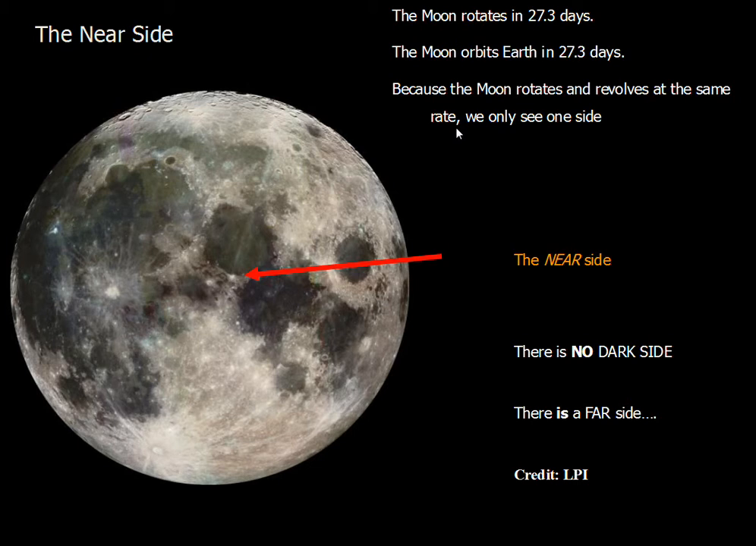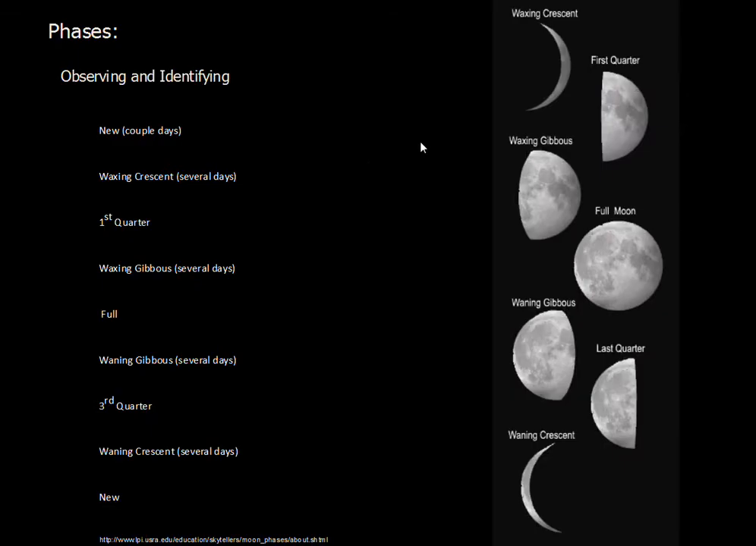The other side of the moon, in this picture, it is dark, but it's not always dark. It might be facing the sun. We'll see that in some of our diagrams. So we talk about near side, we talk about far side. We always see the near side because the moon spins once for one orbit around the Earth.